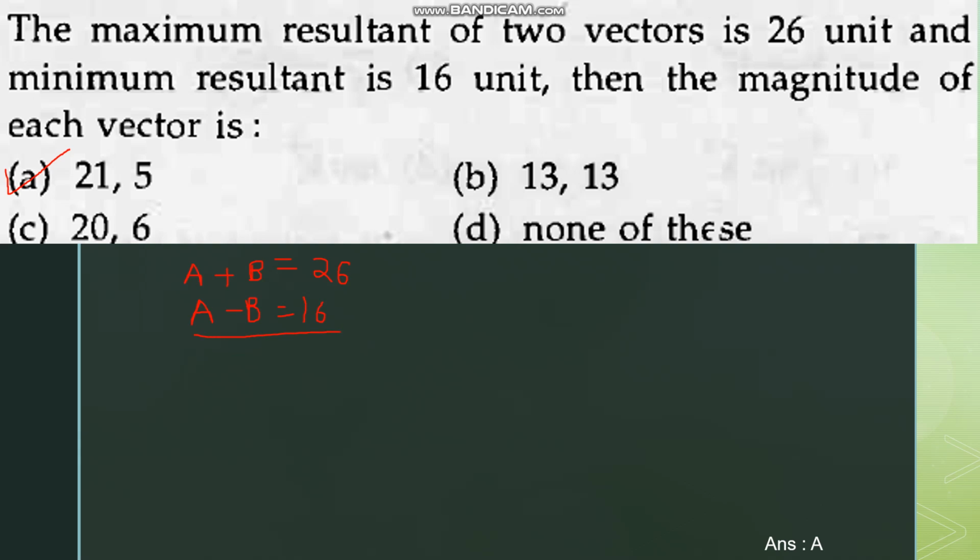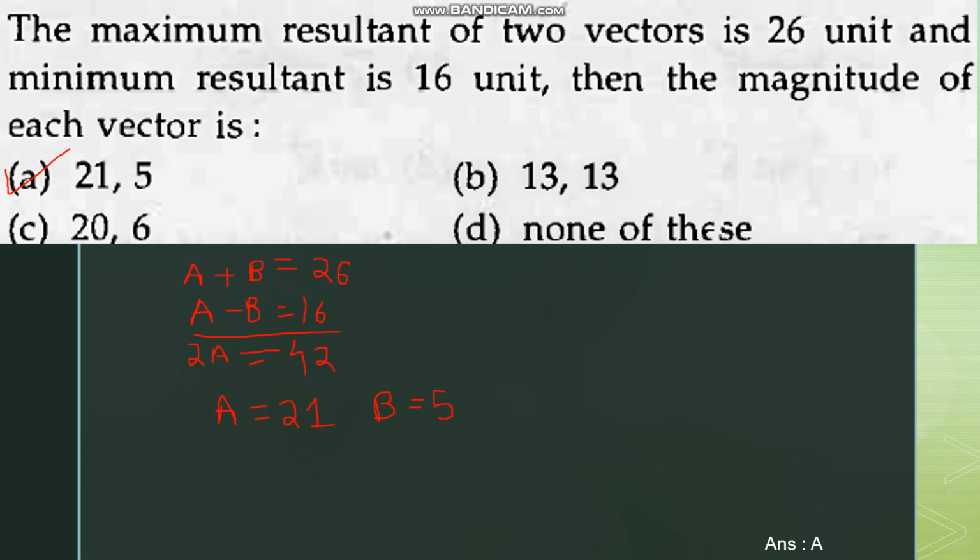So from this we can write 2A is equal to 42. A is equal to 21. From this we can already guess the answer to be A. But after finding the value of B, B will be 26 minus 21, which is equal to 5. So we got our answer to be option A.